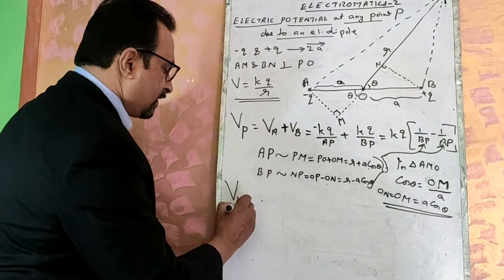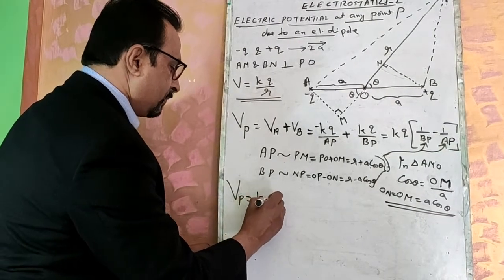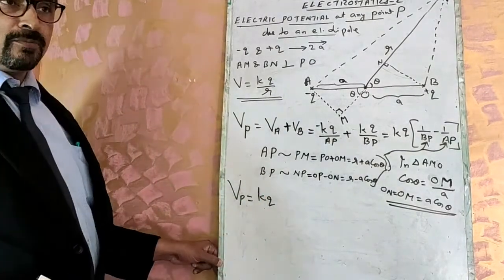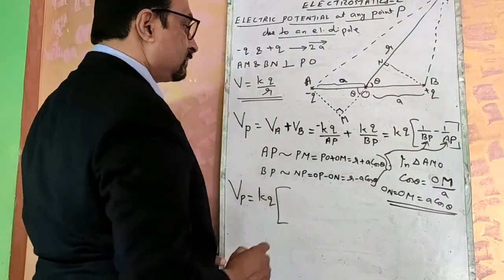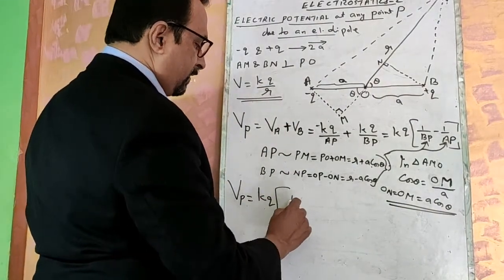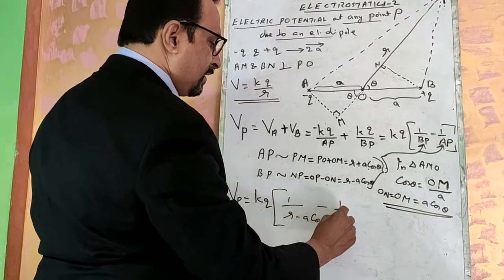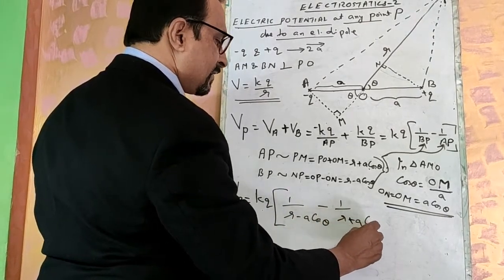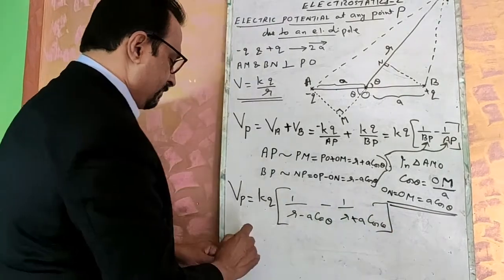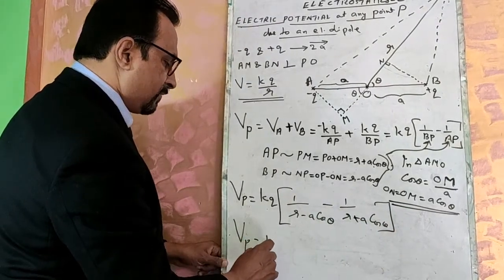You are getting potential at P is equal to KQ. What is K? K is Coulomb constant. Bracket 1 by BP, meaning 1 by R minus A cos theta minus 1 by R plus A cos theta. Now take the LCM. So potential at P is equal to KQ.